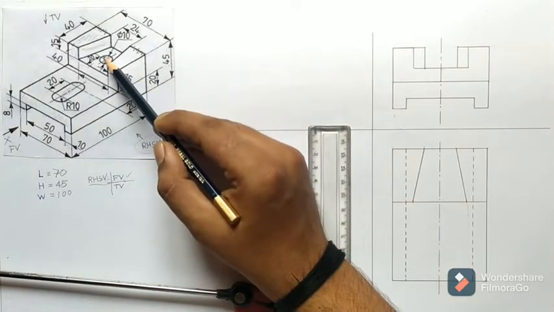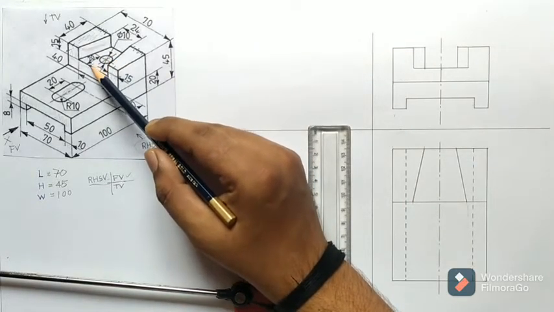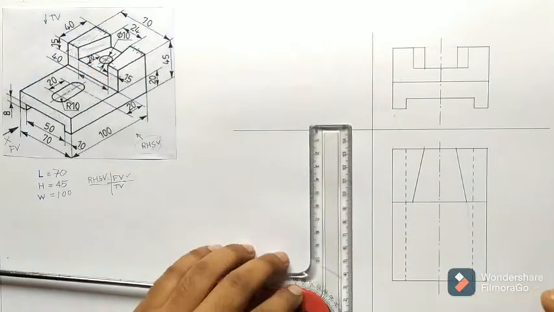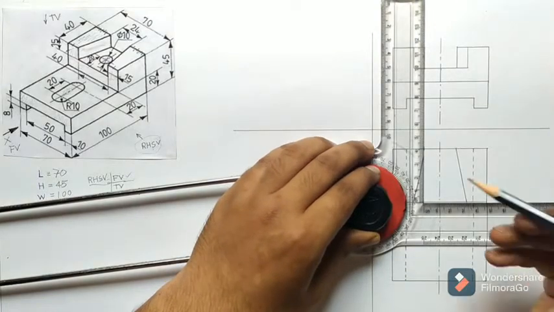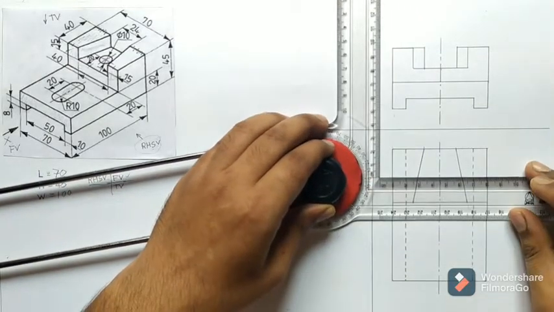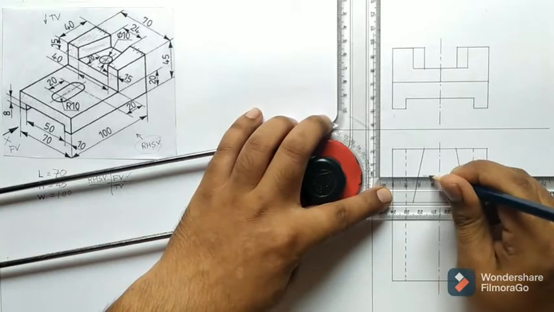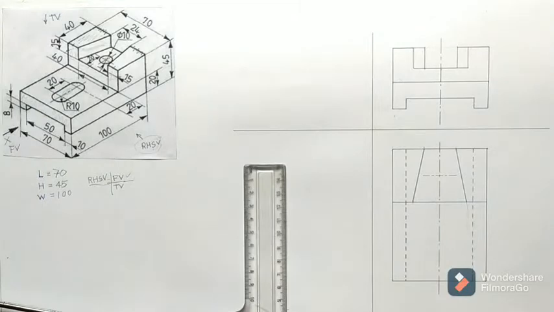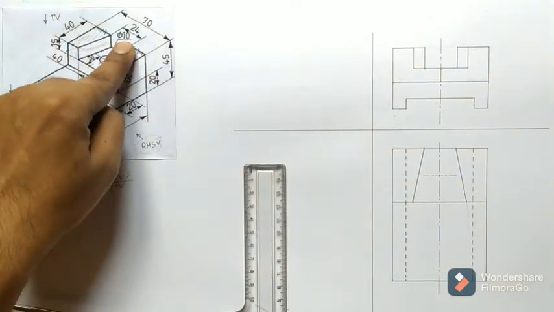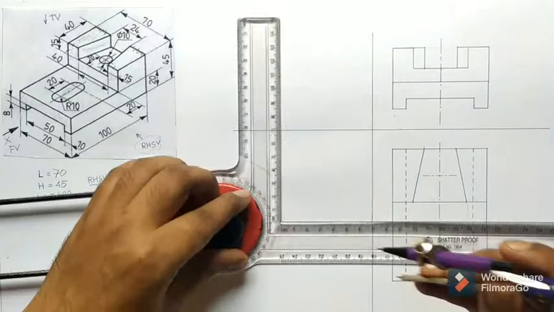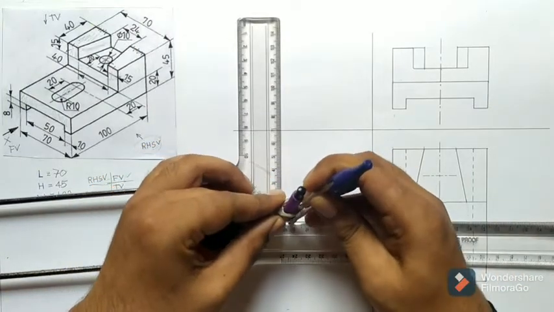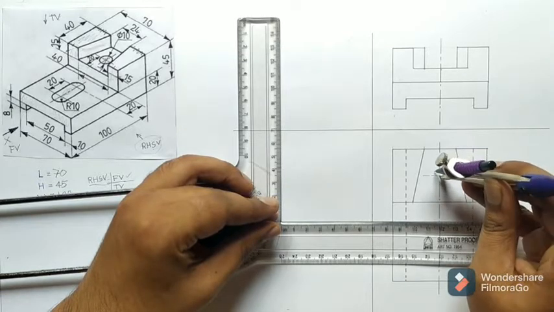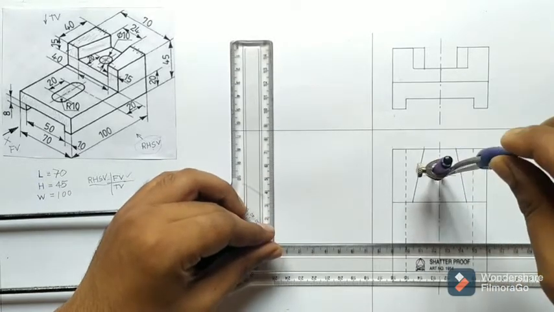So to find the center point of this circle, which is 20 mm away from this edge. Here it is the edge, 20 mm away. So at the 20 mm, I will draw one more center line. And read it carefully. Diameter 10 means radius is of 5 mm.